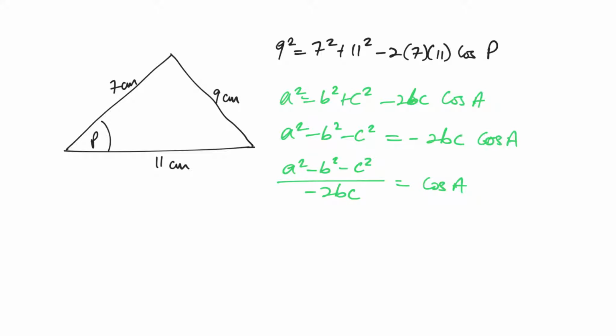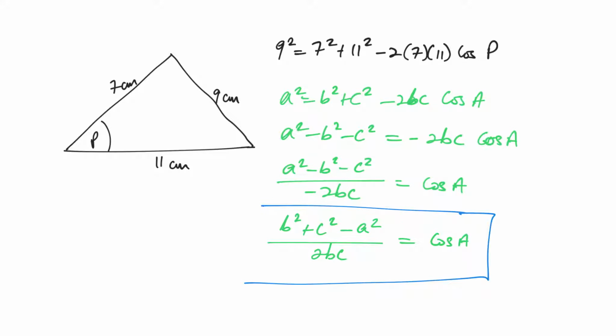Now this minus will interact with everything up there, thereby giving me, it's always better to get rid of the minuses, b square plus c square minus a square all over 2bc is equal to cosine A. Now, long story short, what you really should be doing is memorizing that.